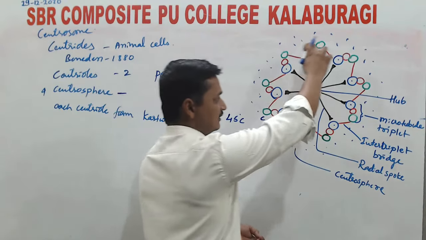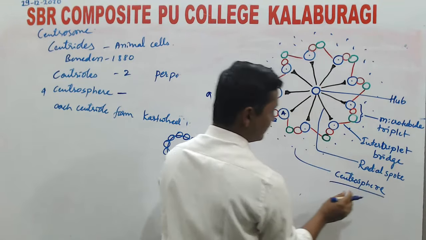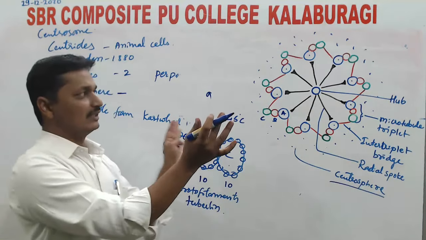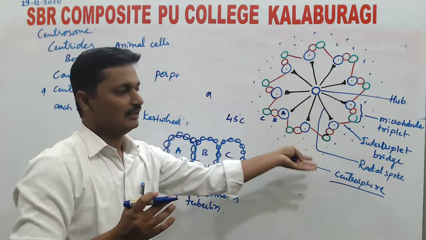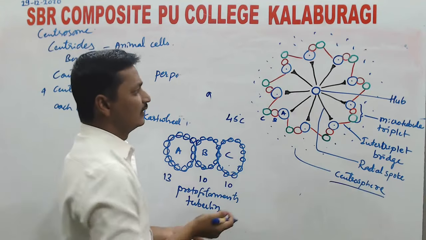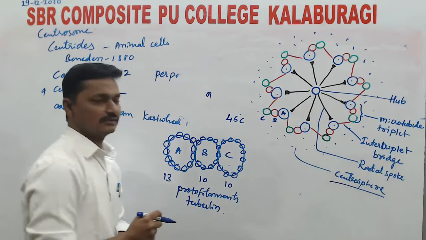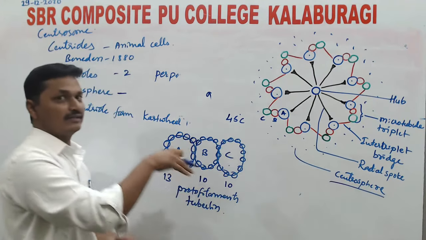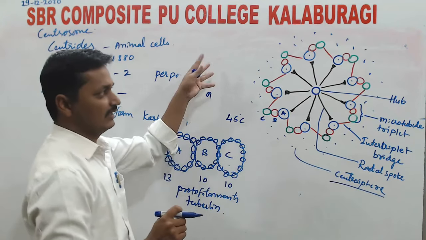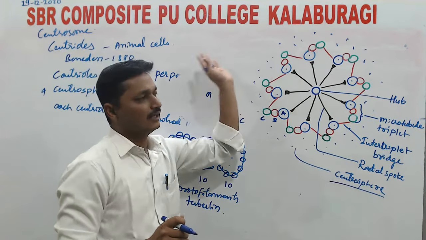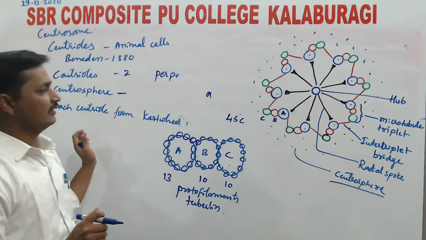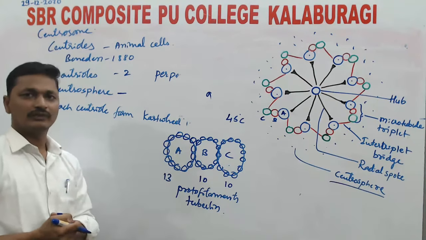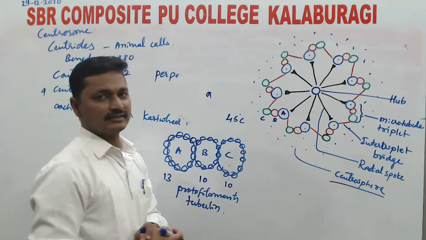And this entire structure is covered by the centrosphere. It is only an amorphous proteinaceous structure. It is not a membrane. It simply covers and holds all the peripheral as well as central microtubules. Then these centrioles run parallel up to certain regions and they lie perpendicular to another centriole. They are arranged evenly and perpendicular to the other centriole. Then what is the function of these centrioles?